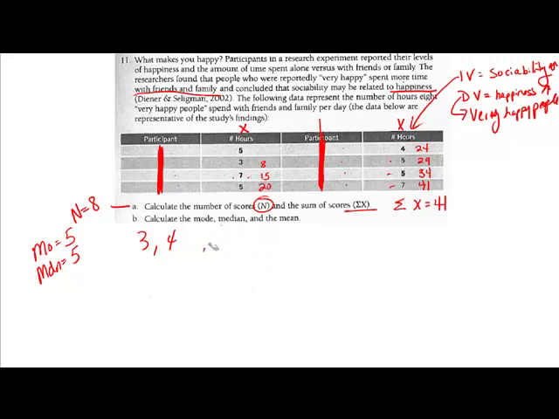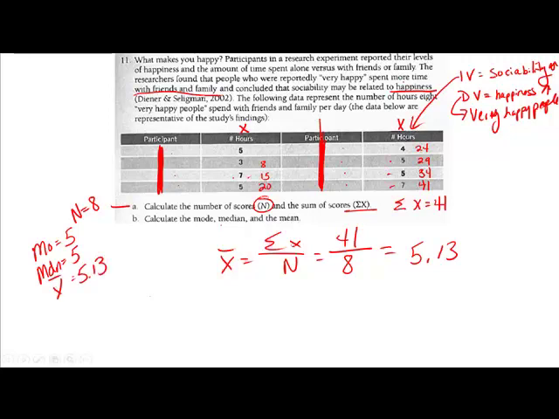Alright, and the last thing is the mean. The mean of this is the sum of x divided by n. I've got the sum of x as being 41. My n is 8. Uh-oh, it's not going to be 5. This is actually 5.13 according to my calculator. But pretty good for a distribution. They're all about the same.